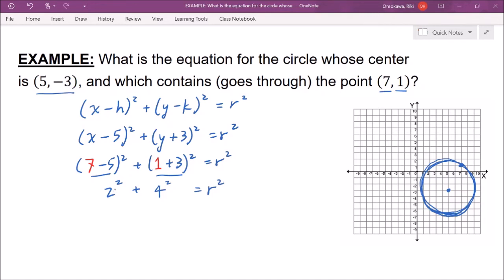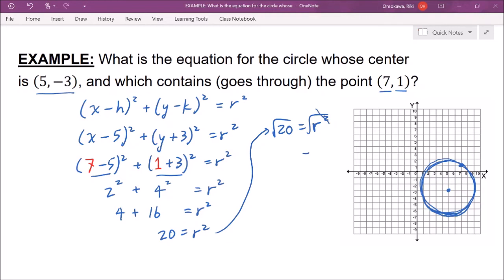And then going further with the left side, 2 squared is 4, plus 4 squared is 16, equals r squared. And then left side, 4 plus 16 is 20, equals r squared. And I think I'm running out of space, so let's move this over here. 20 equals r squared. And now, how do I get r by itself? How do I solve for r in this case? How do I get the squared away? I square root both sides, right? So square root and square cancel, and I get r by itself equals square root of 20.